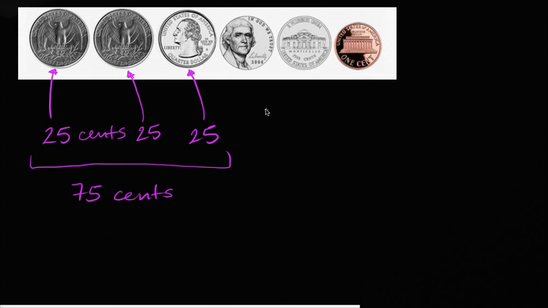We have this nickel right over here. That represents 5 cents. And then we have another nickel here. It looks different, but it's just the other side. This is the head side. This is the tail side. So this is also another 5 cents. And so these 2 nickels, if you add them together, are going to represent 10 cents.